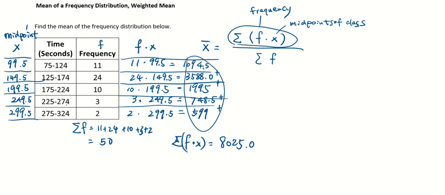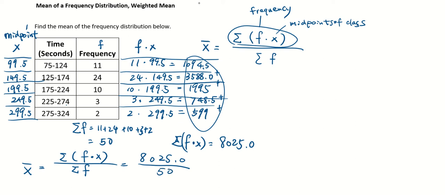Okay, so the mean of this frequency distribution table will be, on top, the sum of frequency times the midpoint, and the bottom is the sum of all the frequencies. So you have 8025.0 divided by 50, and the final answer is 160.5.